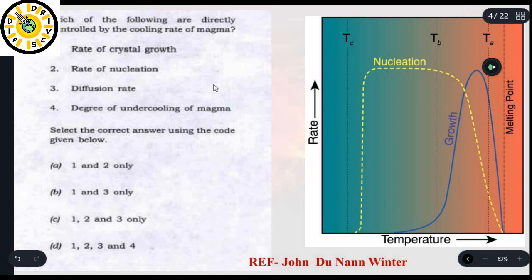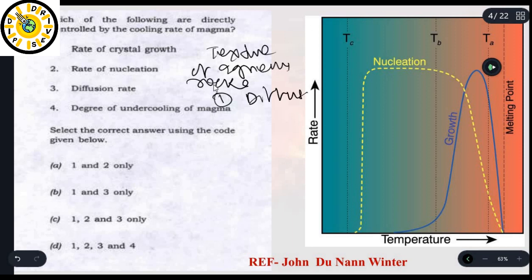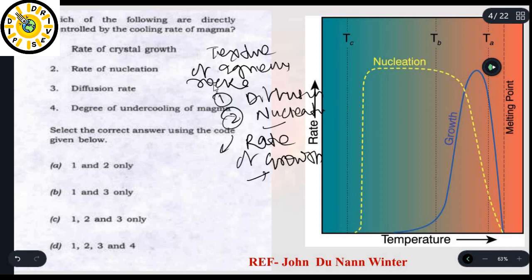So in the next video I will be covering the texture of igneous rock, not in this part. Properties like diffusion, what do you mean by diffusion, what do you mean by nucleation, how nucleation affects the rate of crystal growth, and the different parameters like how crystal growth and the rate of nucleation will affect the cooling rate of magma, I will discuss in a broad manner in the next video.